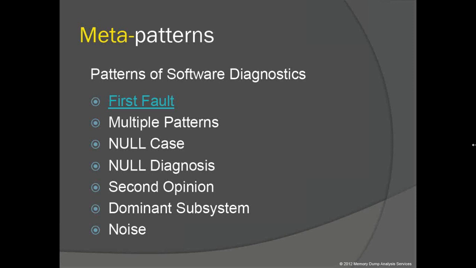There is also need to have patterns for software diagnostics itself, independent from specific artifact analysis patterns. Examples of such meta patterns include first fault, multiple patterns, null case, for example, healthy system, null diagnosis, nothing found, and also, if nothing found, that may require a second opinion. Separate pattern, noise, for example, another pattern that needs to be filtered or paid attention to, as it might hide further patterns of interest.